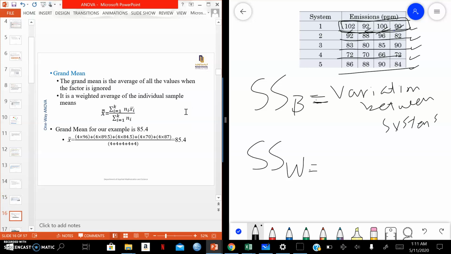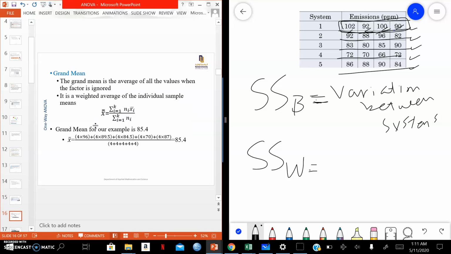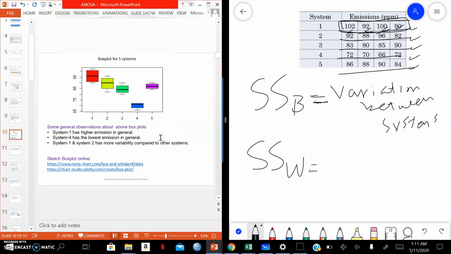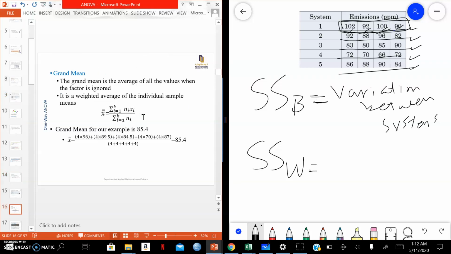So how do we compute the first ones, SS between and SS within? First of all, you need to compute the grand mean. How do you compute the grand mean? You take the sample size for each group or each system, and multiply it by its sample mean. We know that the sample size for system 1 is 4, and we have already computed the sample mean for system 1, which was 96. Again, plus sample size 4 for the second system, and the sample mean was 89.5. These values you can get from the table which we found here. So 4 times 96 plus 4 times 89.5 plus 4 times and so on. Then you can get the value of your grand mean.